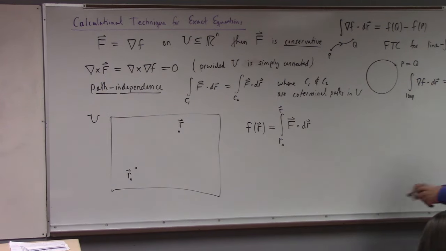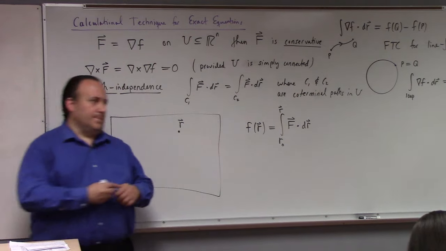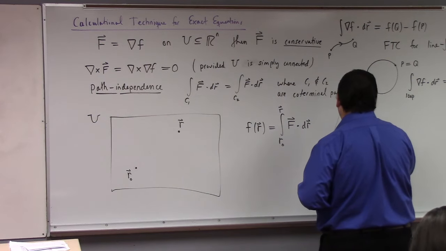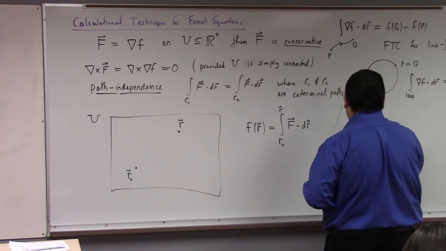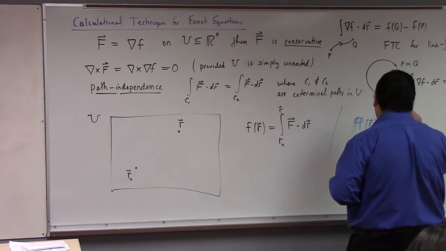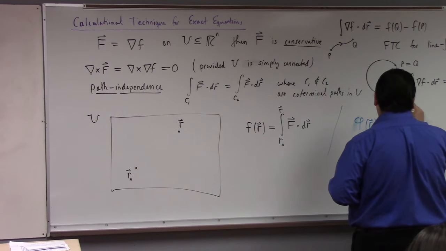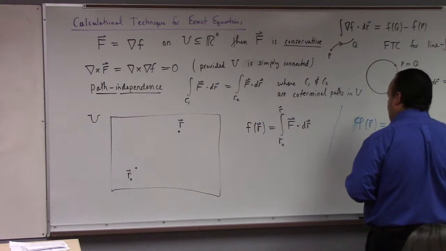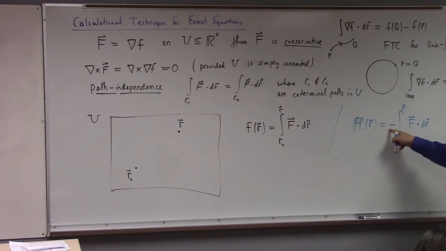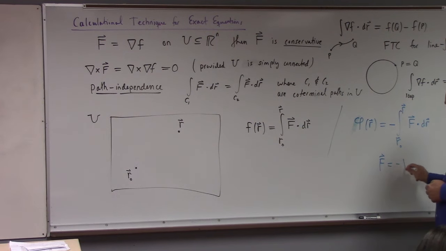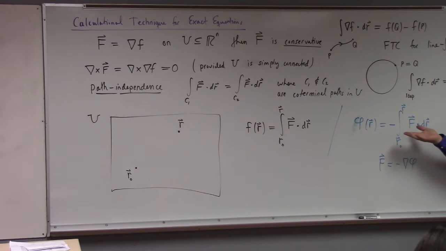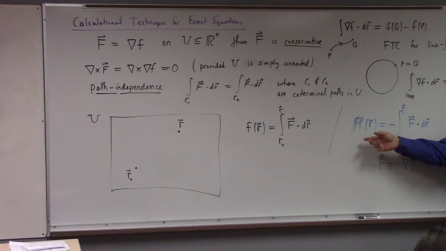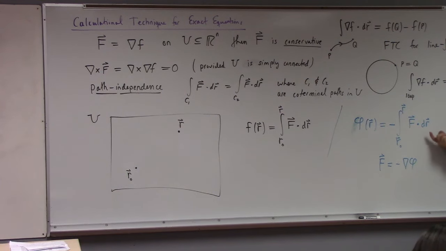Now, the way you see this in electromagnetism, or physics, is like this. Your potential energy at position R is equal to minus the integral from R0 to R of your force dot dr. The minus is there so that the force is equal to minus the gradient of the potential energy function. In electrostatics, potential is potential energy per unit charge, so you divide by Q, and the electric potential is equal to minus the integral of the electric field dot dr from R0 to R.